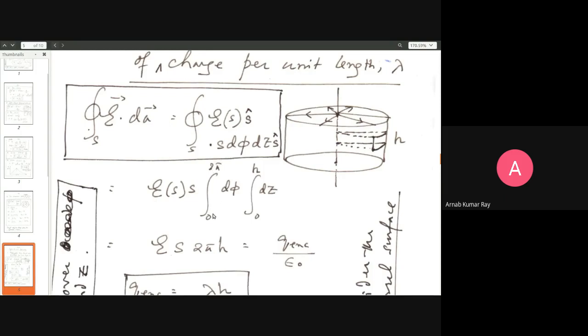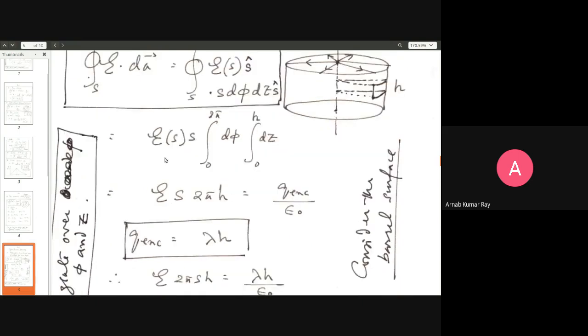dφ is integrated from 0 to 2π. dz is to be integrated from 0 to h. Basically, you will just have E into S. This will give you 2π, this will give you h. And that's equal to charge enclosed by epsilon naught.